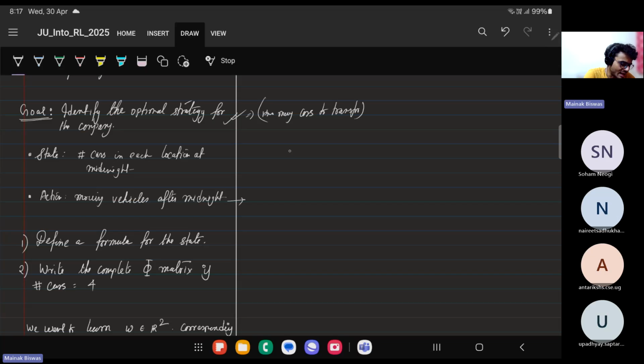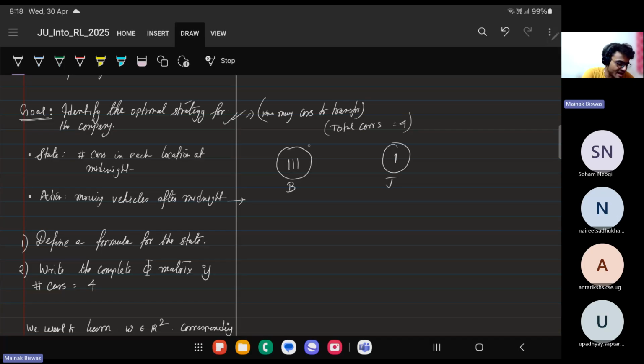So what do I say? We have been told the total number of cars is 4. Total cars is equal to 4. So this is, say, Baranagar, and this is Jadavpur. You have to pick up cars from one side and drop them to another. At a current moment, say at midnight, you have 3 cars in Baranagar and 1 at Jadavpur.